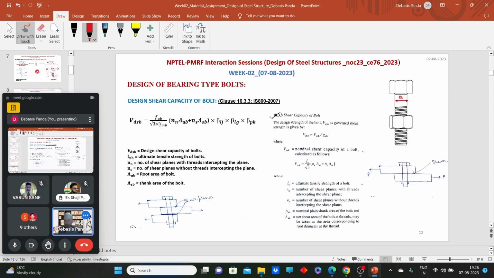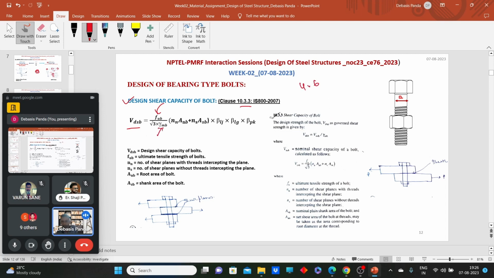So the first thing we have to know about the bearing type of bolt is the shear capacity of the bolt. The design shear capacity of the bolt is given in clause 10.3.3. So let's understand how we can calculate it. The design shear capacity of the bolt is given by this equation, where let's try to understand each nomenclature separately. What is that FUB? This is the ultimate tensile strength of the bolt. From where can we get it? From the grade of the bolt. For example, if a 4.6 grade bolt is provided, then we can find out the FUB.